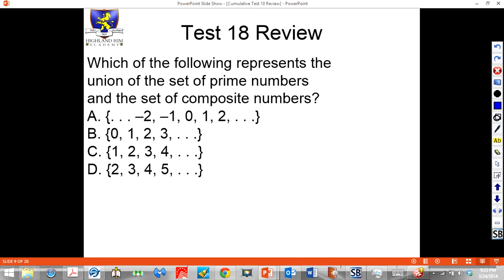It's not just the distinct ones, because if it was the intersection, it would be the null set. But the union includes all the numbers from 2, 3, 4, 5. Now, in our curriculum, 1 is not a prime number. In some curriculums it is, but in ours it's not. So we just go with 2, 3, 4, 5. And that's your answer.